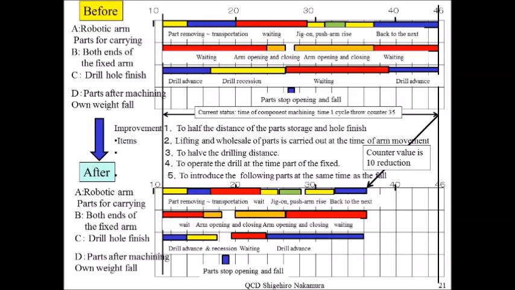The effect of the improvement was shown in this figure. Please look at the results. The time counter value at the time of throw was reduced from 45 to 35. It is a 22% reduction in time ratio by the 5 items of improvements.